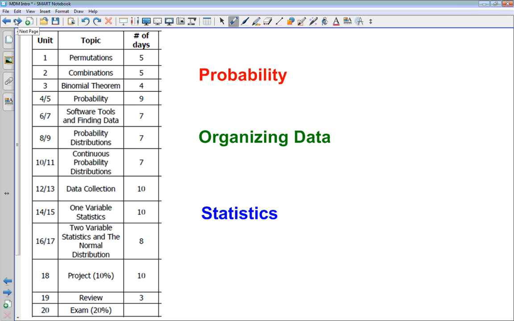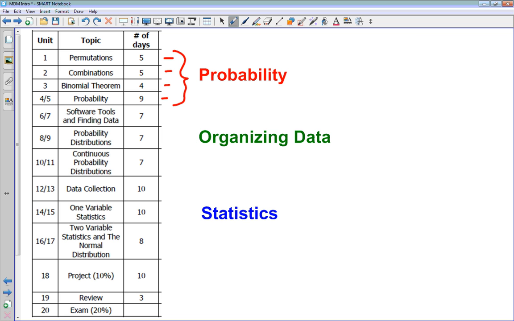If you take a look at the tracking sheet that is posted, listing all of the units, all of the topics of each unit, and about how long it should take you, which of these three categories does each of these topics fit into? Well, we are going to start with probability. Permutations, combinations, and the binomial theorem are clearly all probability topics.